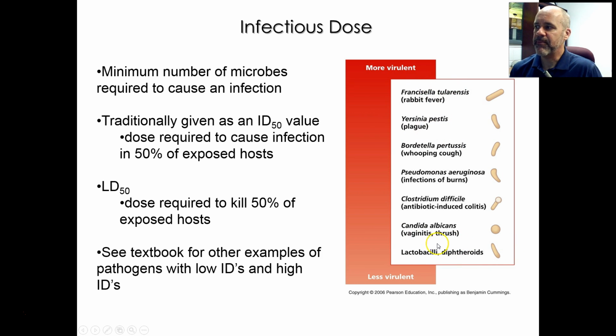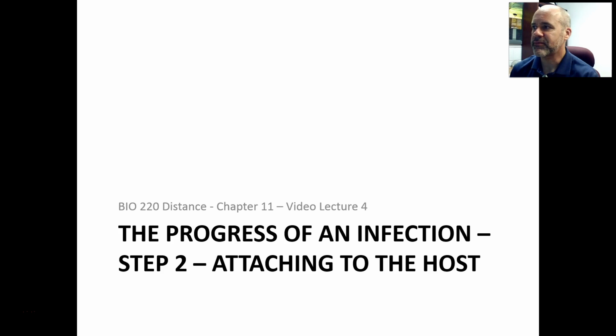Now down here at the bottom, these are things that are really often part of our normal microbiota and things that we get exposed to all the time. And these are not virulent organisms, and you would have to get exposed to a tremendous dose of these in order for them to actually be able to harm you. So higher infectious dose down here, lower infectious dose up here. Check your textbook for other examples, because they do provide a couple of examples of infectious pathogens for which the infectious dose is believed to be as low as 1 bacterial cell or viral particle.